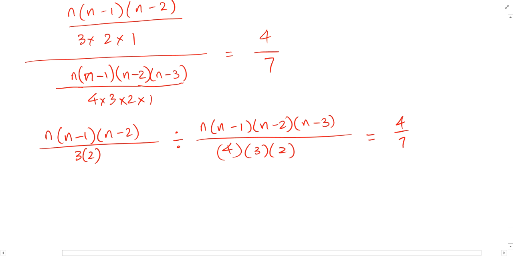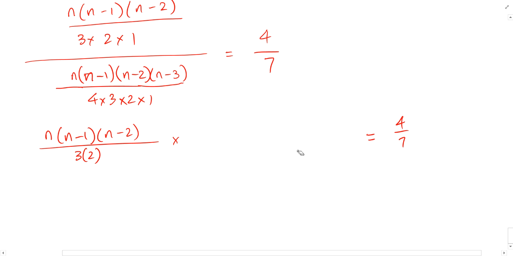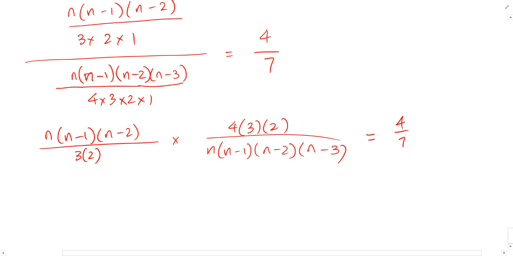Okay, so a fraction divided by a fraction. That came from that fraction inside a fraction. So what do you think I should do with the second fraction? Times and flip. Okay, times and flip. 4 times 3 times 2 divided by n minus 1, n minus 2, n minus 3. Do you like what you see now? Yes. Okay, what should I do next? Cancel. 3 and 3. 2 and 2. Any more to cancel? Yes. Wow, a lot. n minus 1, n minus 1, n minus 2, n minus 2. So now I'm left with 4 over n minus 3 equals 4 over 7.